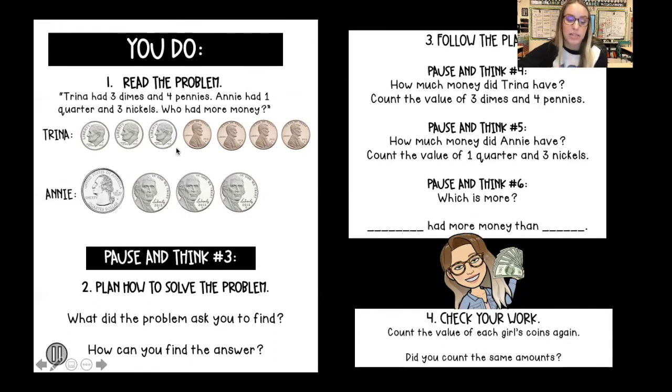So go ahead and pause the video here, answer your question, and come back. Our third step is to follow the plan. So our fourth pause and think question is, how much money did Trina have? So you're going to count the value of 3 dimes and 4 pennies. I'm going to go ahead and pause right here and give you a second.